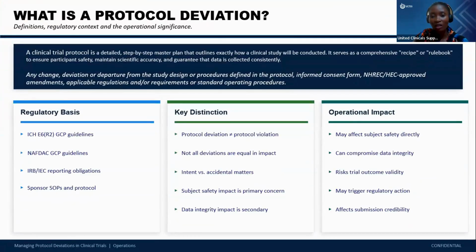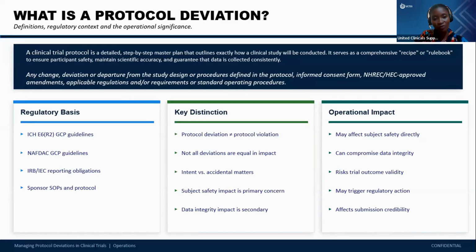So we're looking at protocol deviation, and because of our early professionals, I would like to bring this to the barest minimum so that everybody can get as much as possible. So I'm going to start from what exactly a clinical trial protocol is before we go into the deviation. A clinical trial protocol is a detailed blueprint of any clinical research. It is the step-by-step master plan, a recipe, a rule book that ensures participant safety, maintains scientific accuracy, and guarantees that data is collected consistently. So any protocol to any clinical research is the pathway to the success of that clinical research.